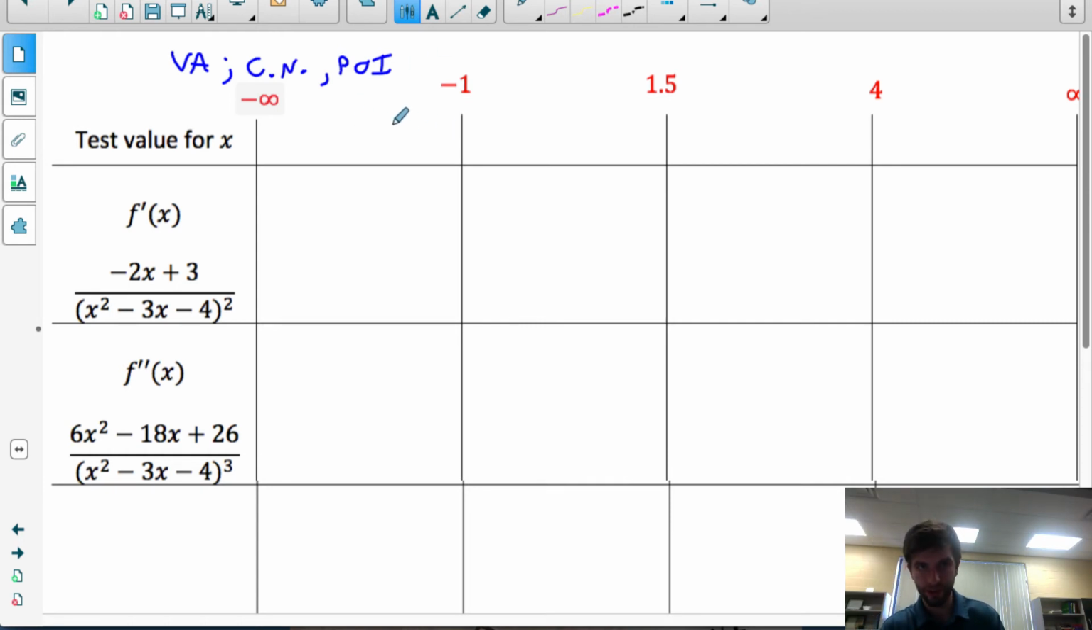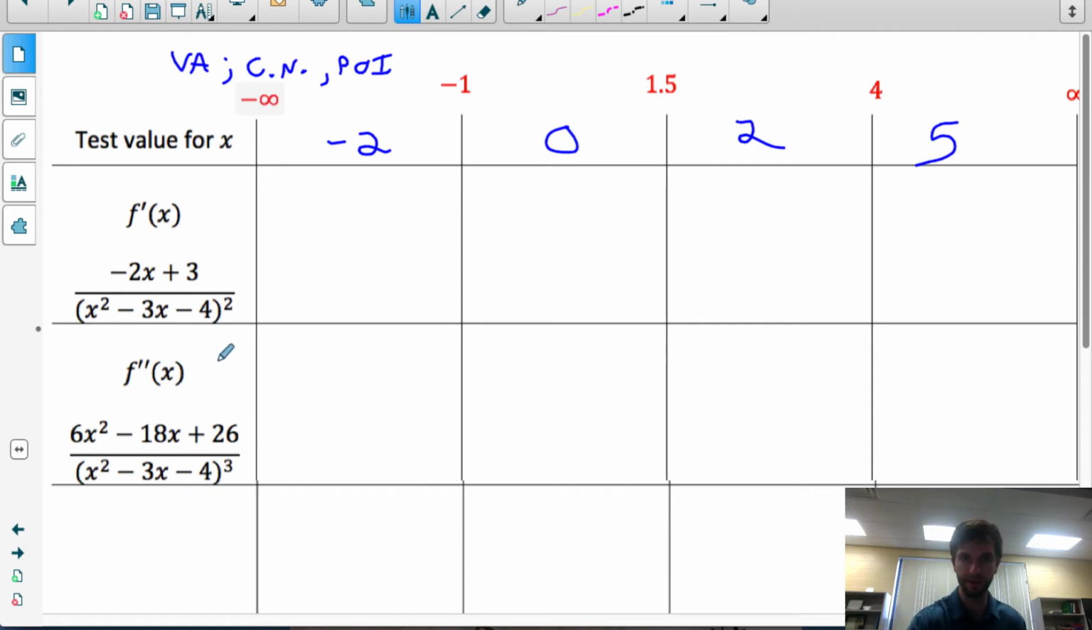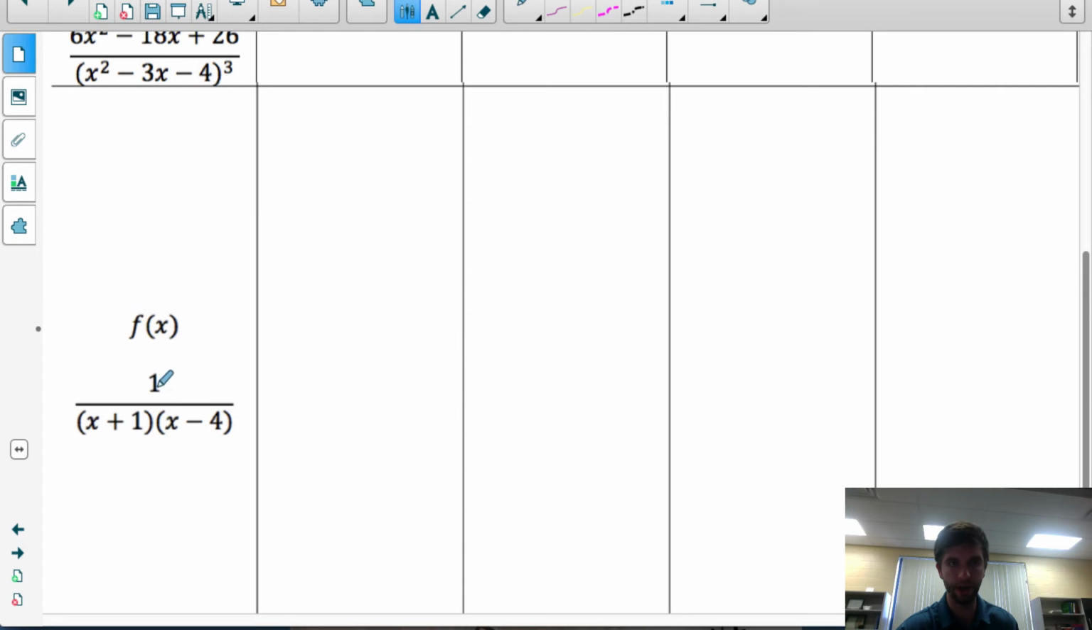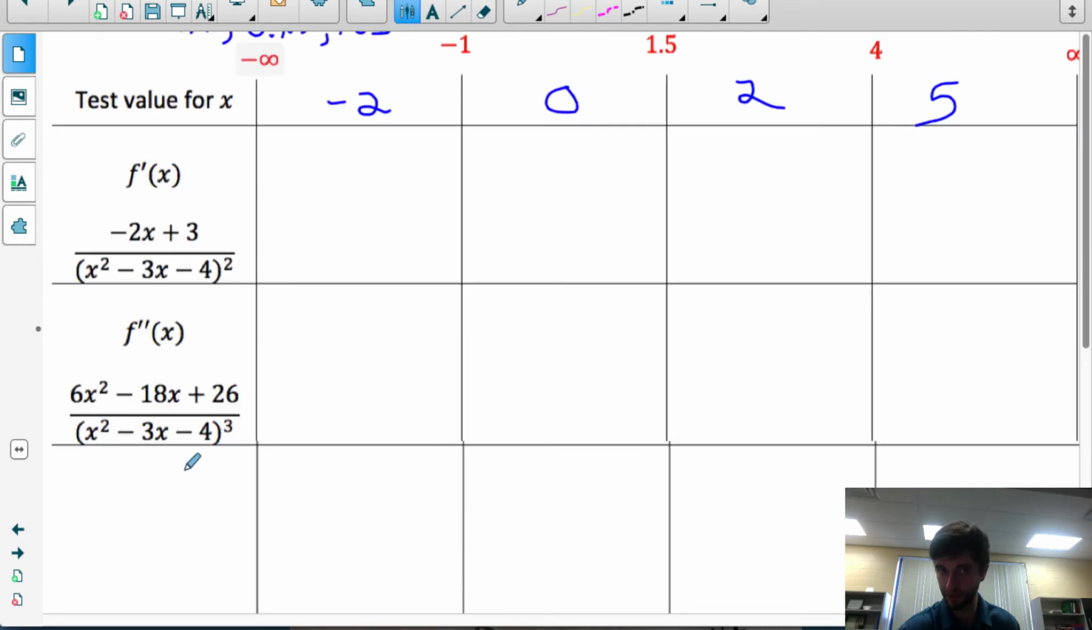Now within each interval, we're going to pick a test point. So I'll just do that quickly. I'm picking a test point within each interval, right? Between -1 and 1.5, 0 is in that interval, so I'll choose 0. But you could choose anything in that interval, and so on. Now we're going to test those x values in the first derivative, in the second derivative, and then comment on what that tells us about the original function.